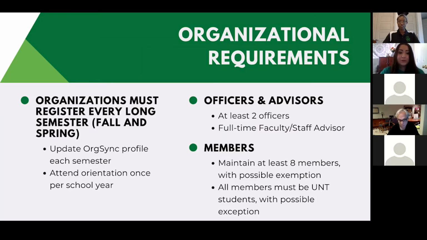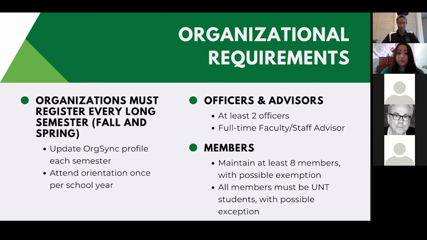So for org requirements, organizations must register every long semester, so that's the fall and spring. It is a two-step process where an org must submit their updated OrgSync profile each semester and have an officer who is listed in their OrgSync profile attend orientation once per school year to receive credit for orientation.